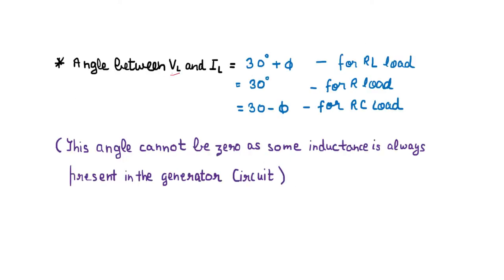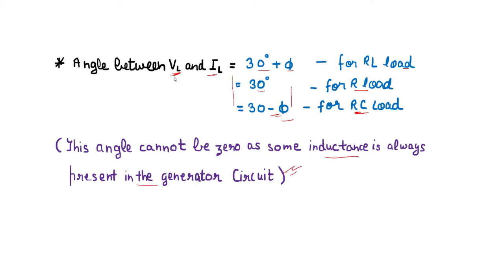Now, the angle between line voltage and line current. It is equal to 30 plus phi for an RL load. For a pure resistive load, it is 30 degrees, and for a resistive and capacitive load, meaning a combination of both R and C, it is 30 minus phi. This angle cannot be 0. Why? Because some inductance is always present in the generator circuit.